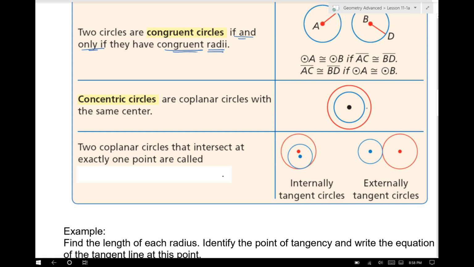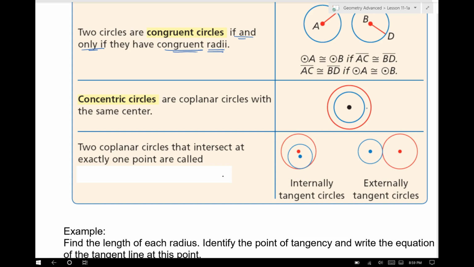All right, so now we're actually going to talk a little bit more. We're still going to talk about tangency, but we're going to specifically refer to it with circles. Now, when two circles intersect at only one point, that one point is still called a tangent point or a point of tangency. So those circles are going to be called tangent circles. They intersect at exactly one spot.